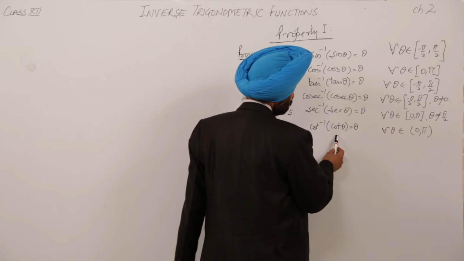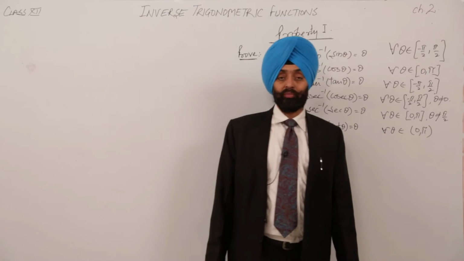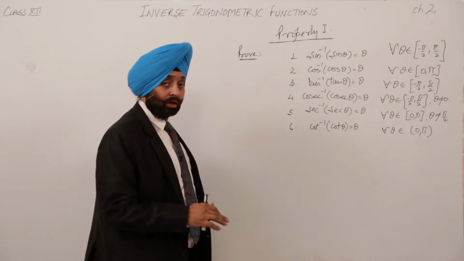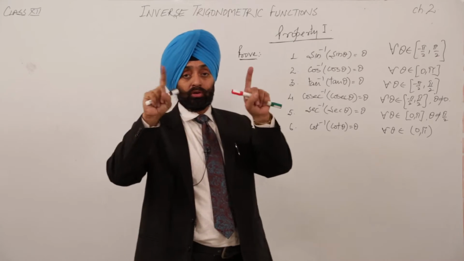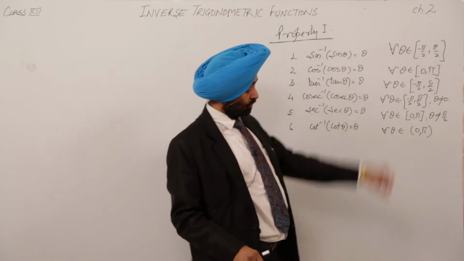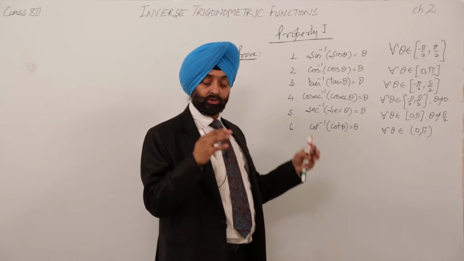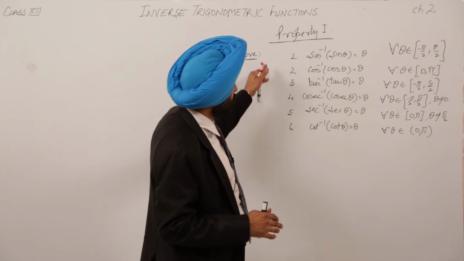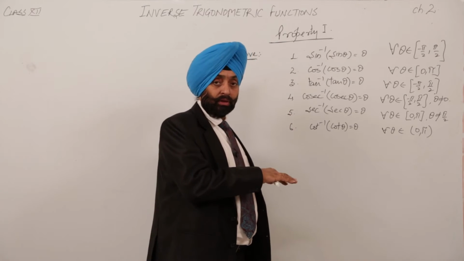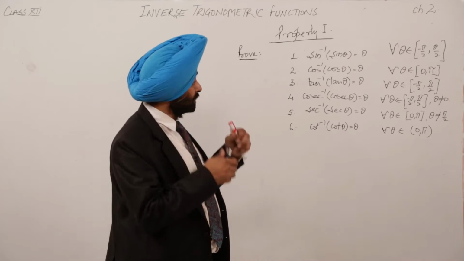Lastly, for cot inverse cot theta is equal to theta, we have for all values of theta where theta belongs to the interval 0 comma pi. Here it is the open interval 0 comma pi, not closed, open. This is open and closed is the one with square brackets. So now based on this property, let's first of all prove it, and then we are going to follow some very interesting questions related with this one.